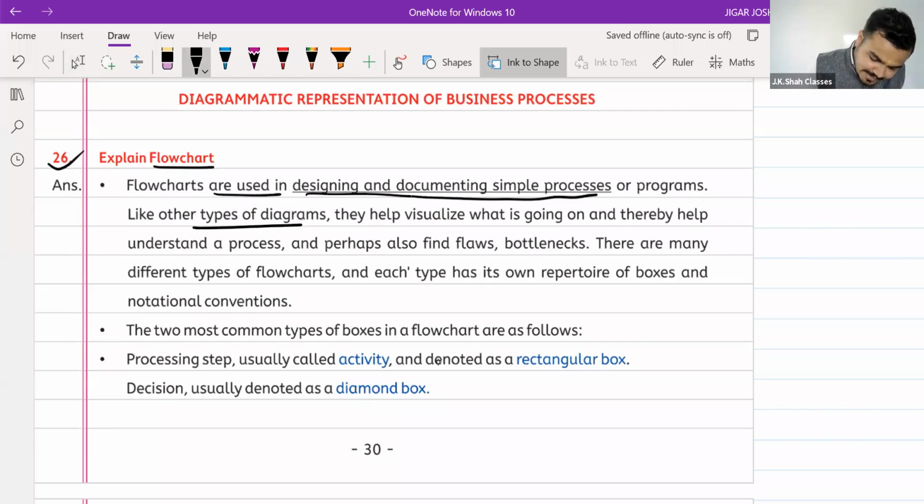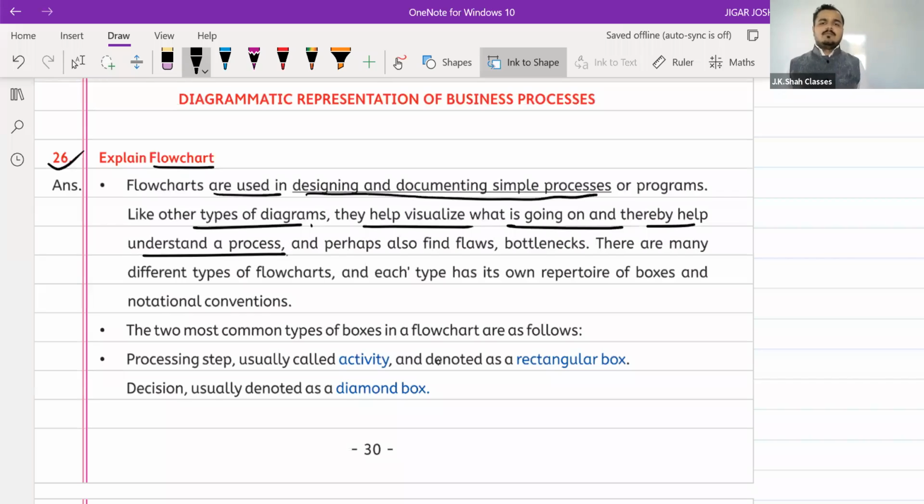See this. Like other types of diagrams, they help in visualizing what is going on and thereby help to understand the process. By using the flowchart, you actually understand how the process will go. If the customer enters, suppose, 20,000 rupees of sales that he had purchased, then how much discount we want to give will be automatically calculated by the system, and we do not need to worry about it.